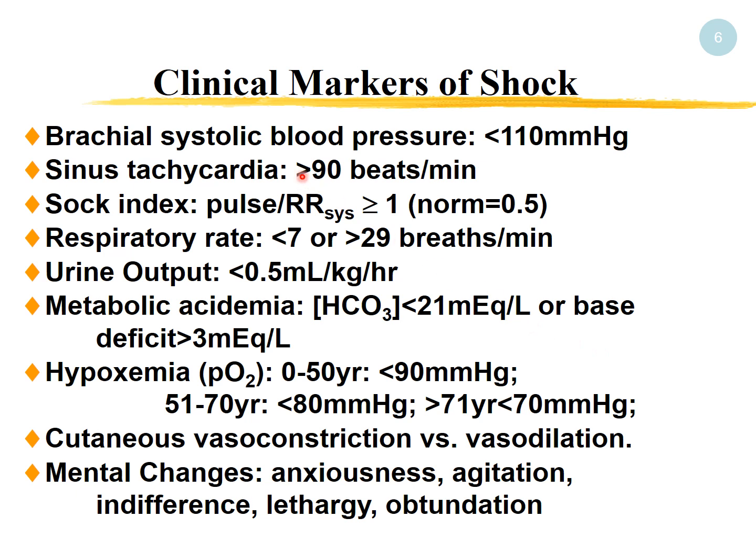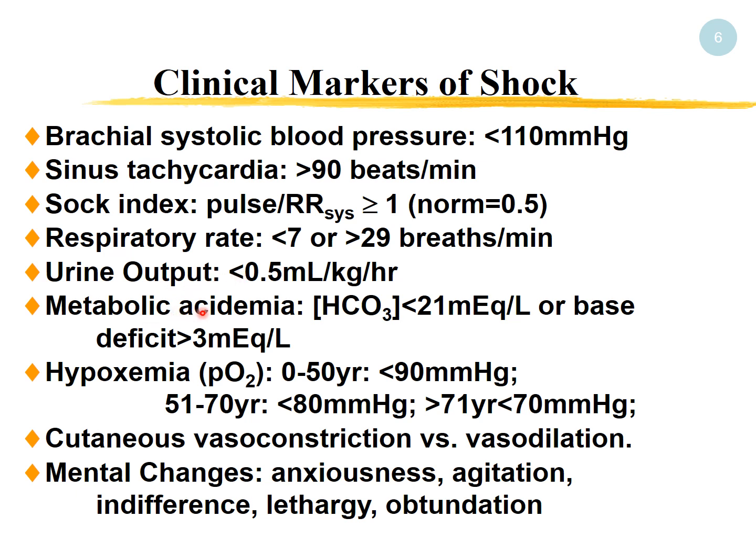Now, what kind of markers can we use to monitor shock? First of all, we can look at the systolic pressure. Usually the systolic pressure is less than 110 mmHg. Tachycardia occurs; the heart rate is usually over 90 beats per minute. Shock index, as I mentioned before, is the pulse divided by the systolic pressure, and it should be equal to or over 1. The respiratory rate can be low or high depending on the stage or the cause. Urine output usually is very low.